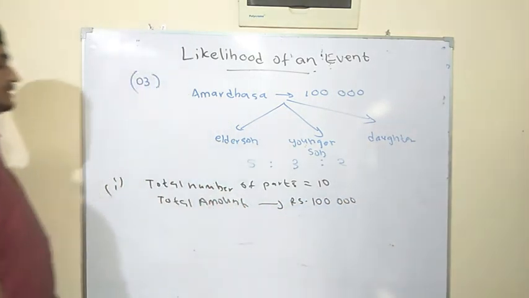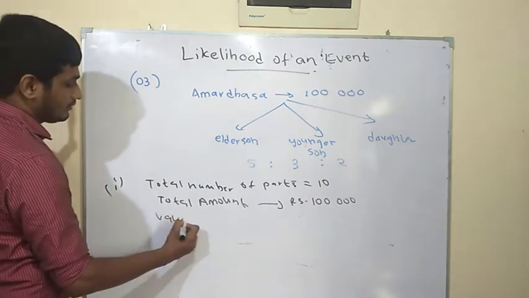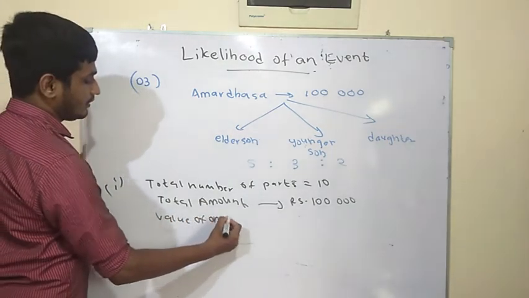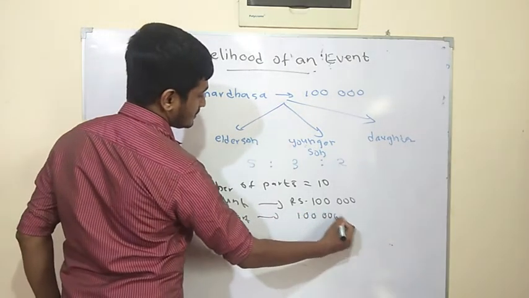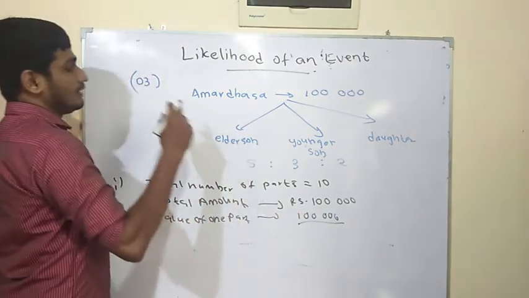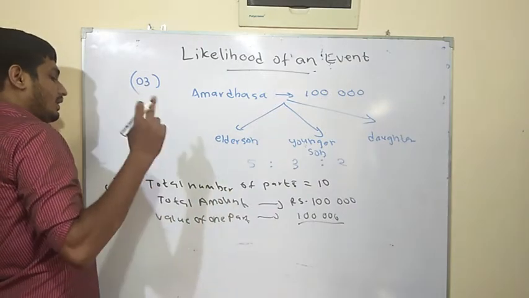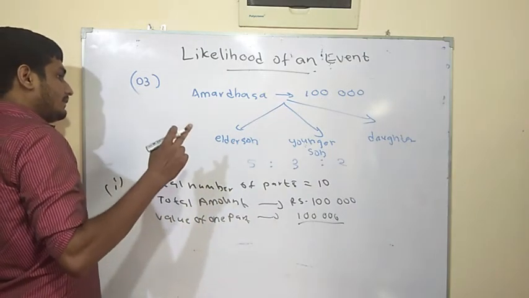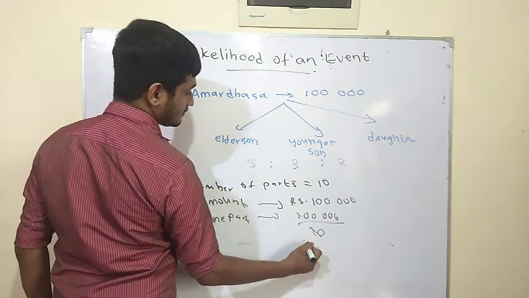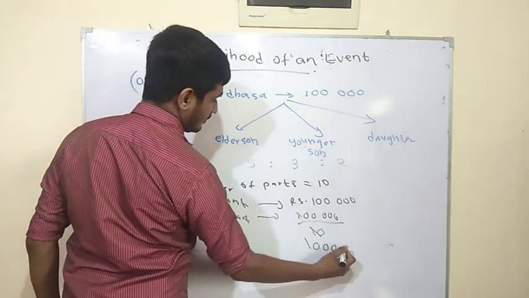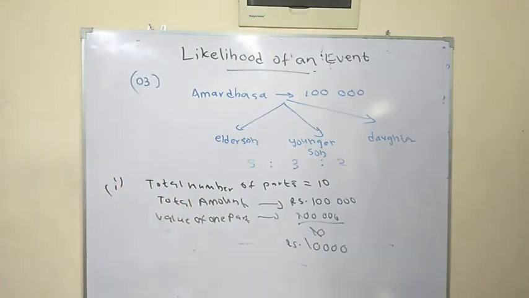Total amount is 100,000 rupees. Then the value of one part. What is the value of one part? Value of one part is 100,000 rupees divided by which number? 100,000 rupees divided by 10 parts, no? 100,000 divided by 10, so the answer is 10,000 rupees. The value of one part is 10,000 rupees.